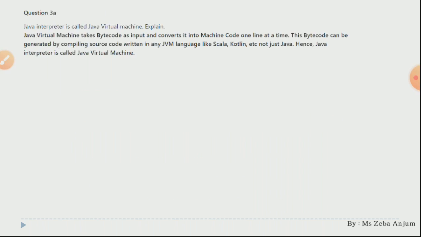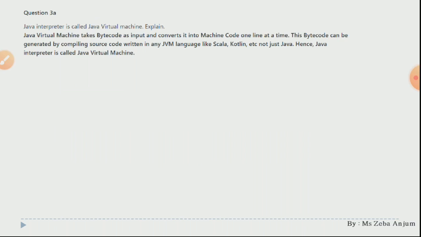Now moving forward to question number 3a. Question number 3a states, why is the Java interpreter called Java virtual machine, explain. Yes, now see over here the answer. Java virtual machine takes bytecode as an input and converts it into the machine code one line at a time.